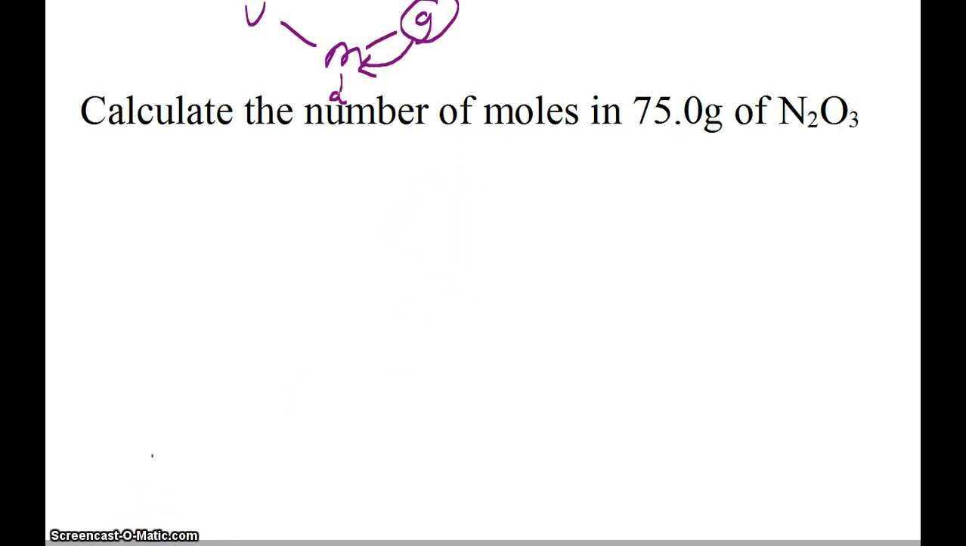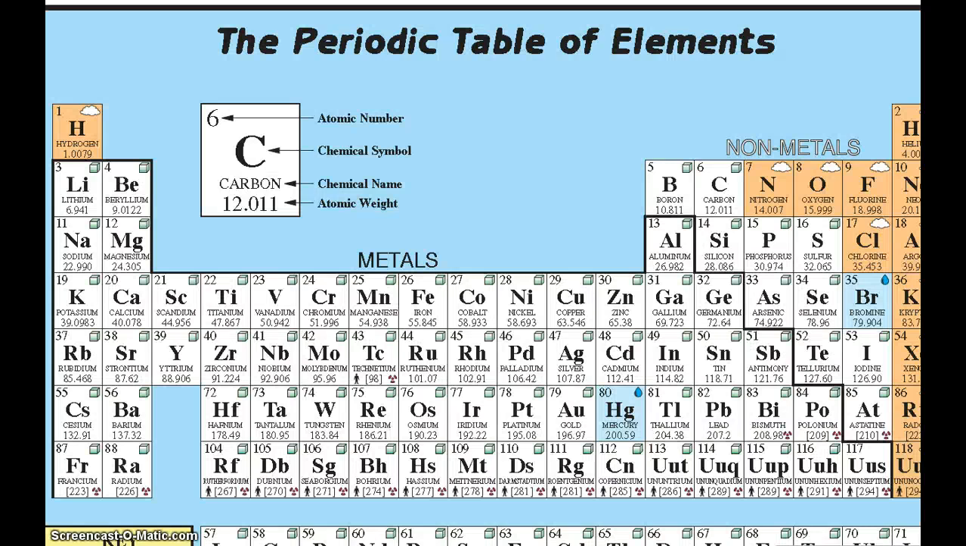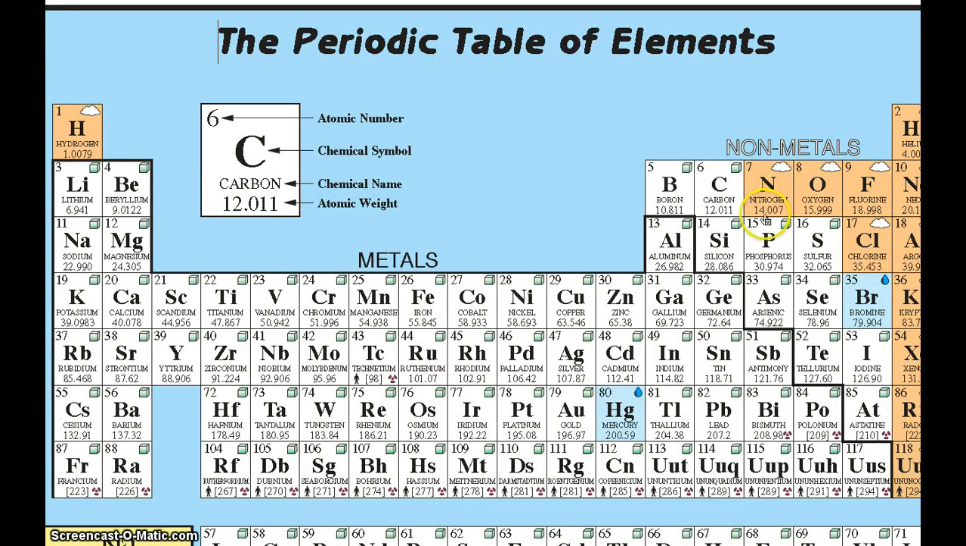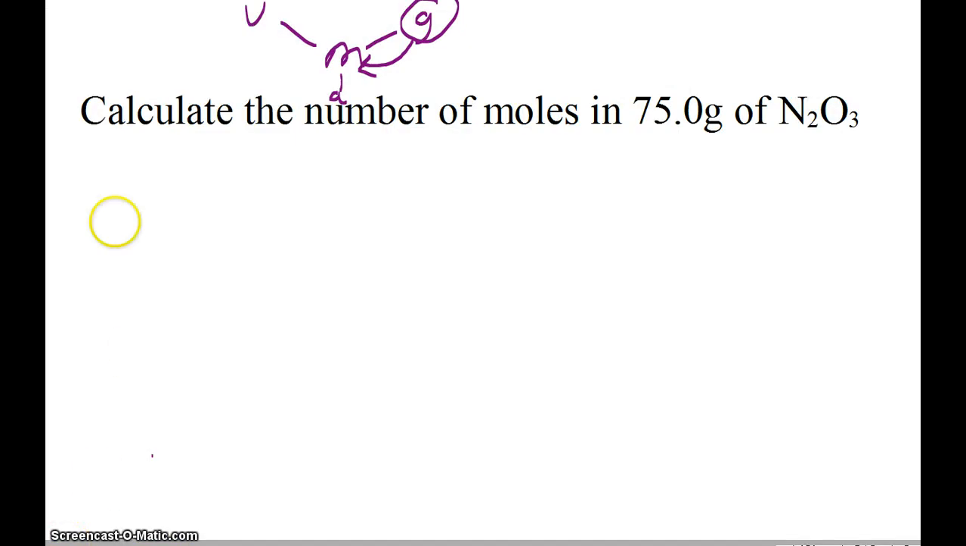Okay, so let's go to the periodic table. What did we need to find again? We needed to find the mass of nitrogen and oxygen. Nitrogen, oxygen right up here. Nitrogen is 14.01, oxygen 16.00. But first off, what we really need to do is calculate the molar mass of N2O3.